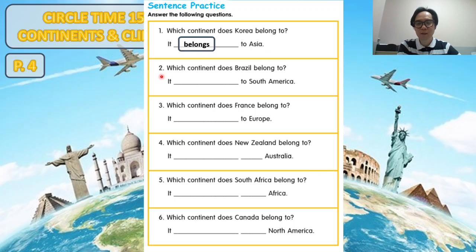Now, how about number 2? Which continent does Brazil belong to? Remember I told you earlier, Brazil belongs to what continent? Right here, South America. So what will our sentence say? It belongs to South America.